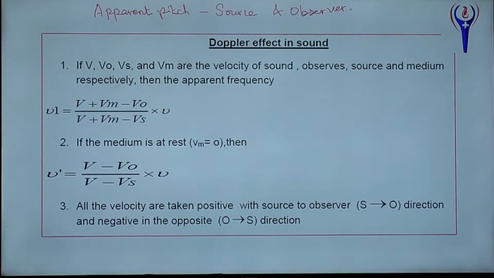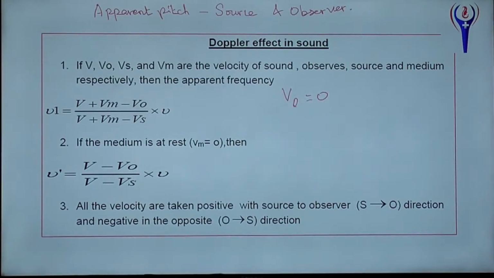Write down the formula. V is the velocity of sound. Vo is the velocity of the observer, that is you standing in the station. Vs is the velocity of the source, that is the train that is moving. And suppose you are standing in the station, it means Vo is at rest. Vo equal to 0.